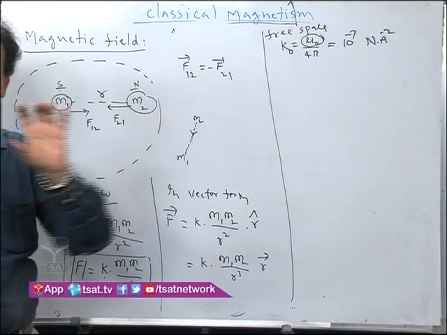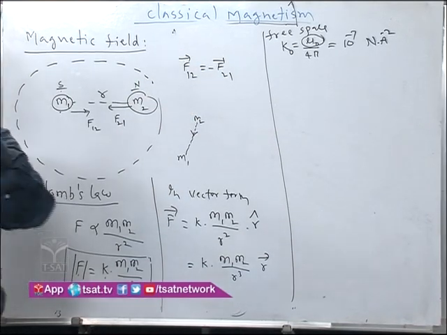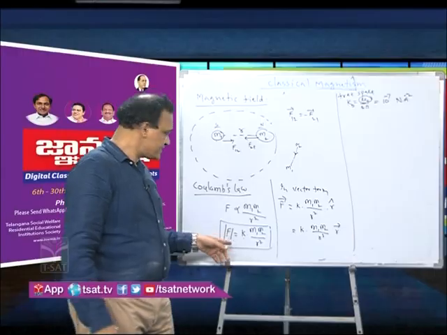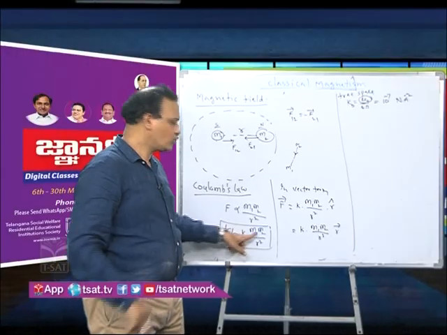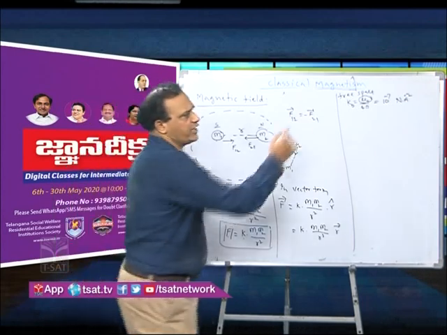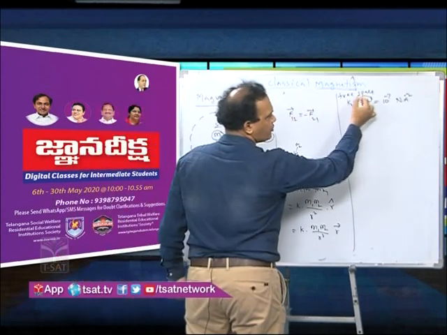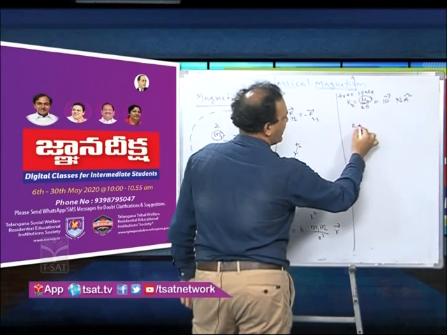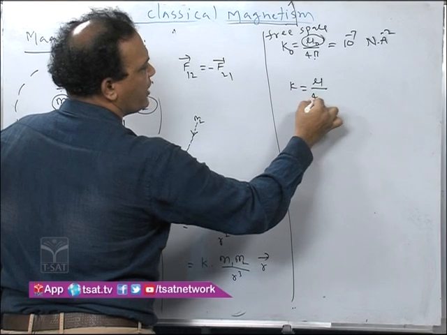Permeability is a property of a medium. The property of a medium which influences the existing force between the two poles is called the permeability of the medium. In free space, the mu naught by 4 pi value is constant. In a medium, the k value is equal to mu by 4 pi.